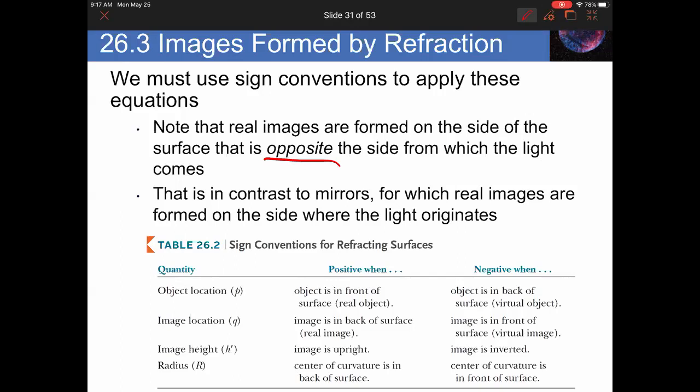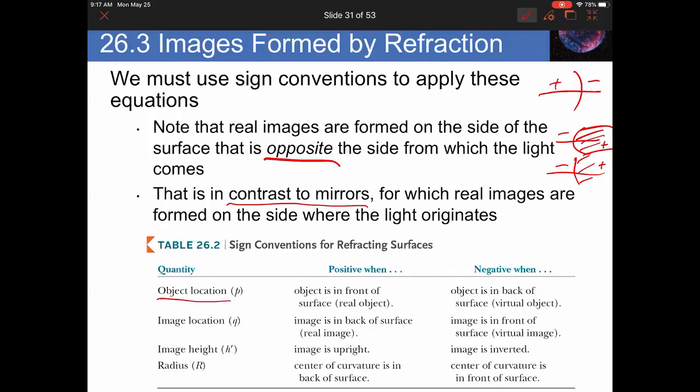That is in contrast to mirrors, which take the front as positive and the back as negative. For refraction, we assume there's a different medium, so this is the negative side and this is the positive side, always, even if it's a flat surface. If this is a different medium, this is the negative side and this is positive, because the light will refract to the other side. That means the same side as the incoming light becomes the negative side. Again, this table gives you that.